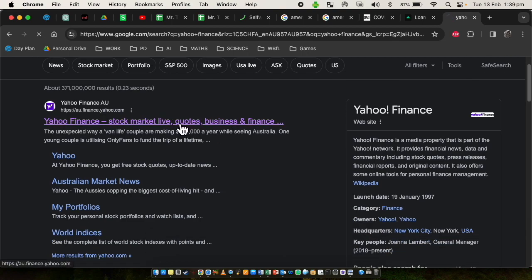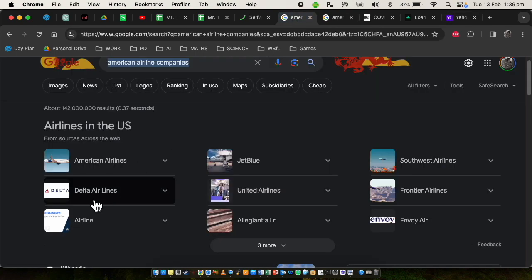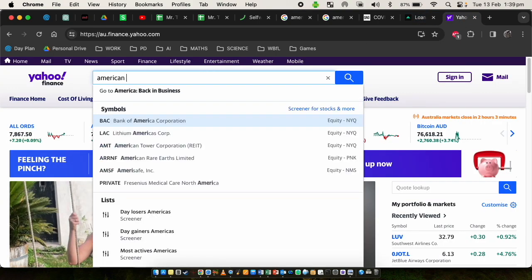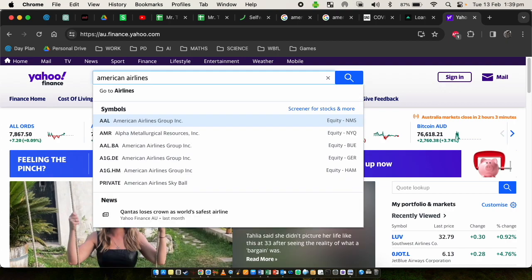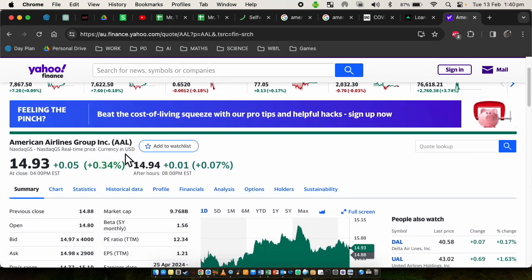Yahoo Finance. What was one of those companies there? American Airlines. So what we're doing is checking if this is possible. American Airlines. That first group up there, does it say equity? That's what I'm after. Click on that. The last check that you need to do is, does it say that it's in USD? Yeah. This is possible. Screenshot this.